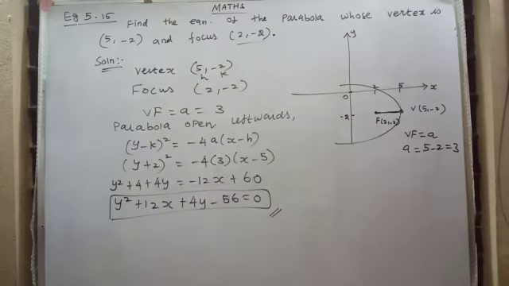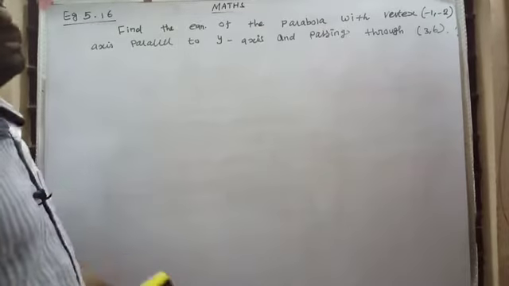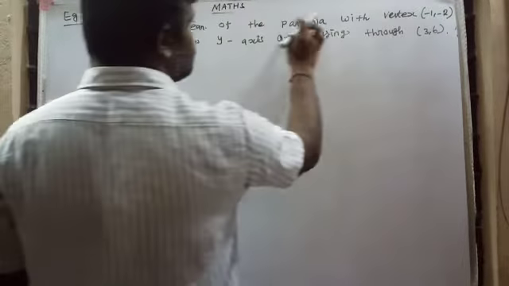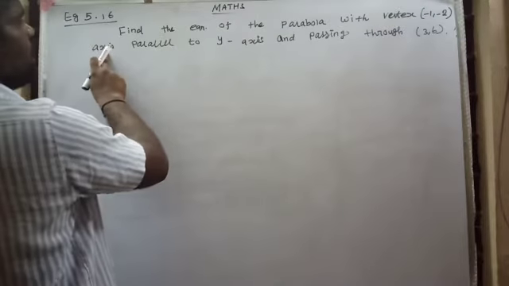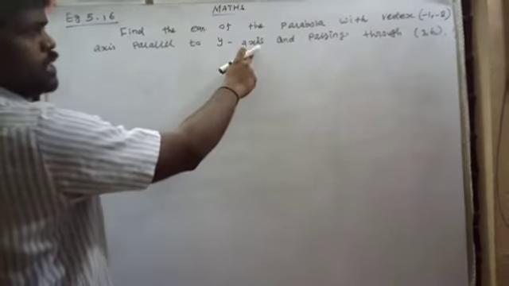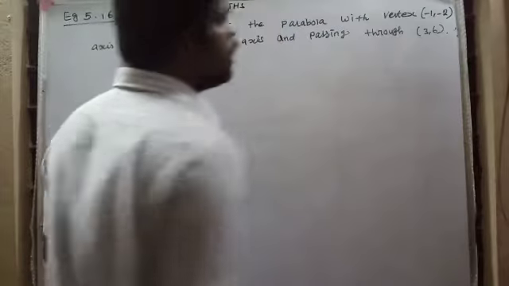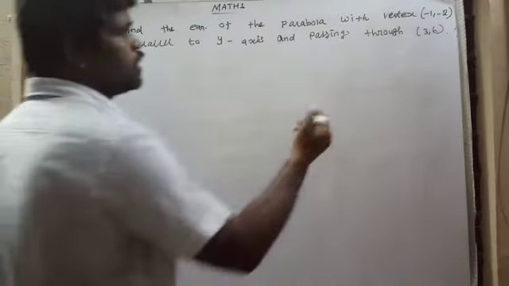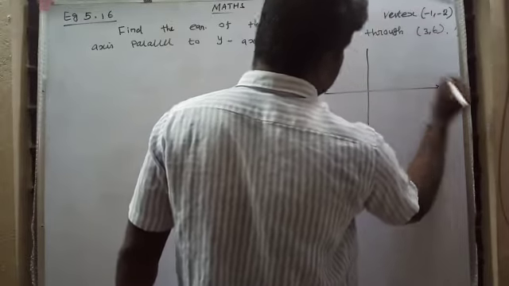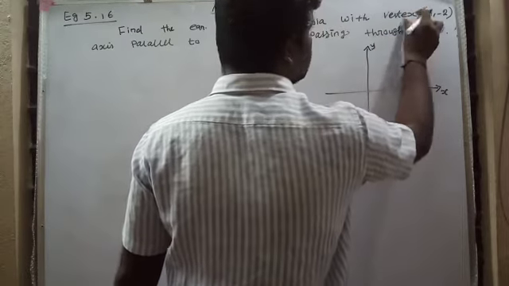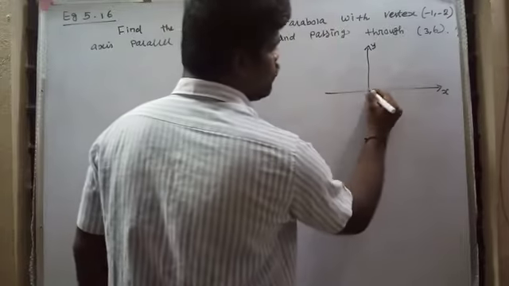Refer to example 5.16. Find the equation of the parabola with vertex (−1, −2), axis parallel to the y-axis, and passing through (3, 6). First of all, we have to draw the diagram. These are the x and y axes. Here the vertex is (−1, −2).